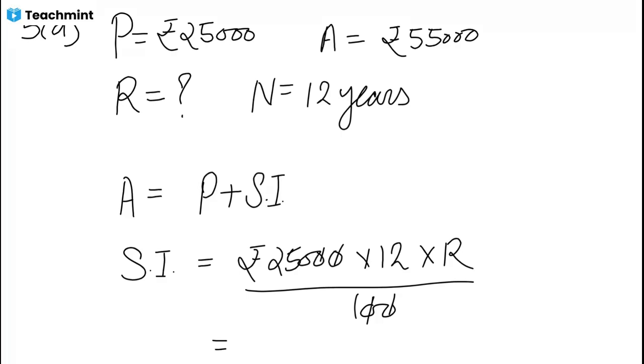So we have rupees 3,000 R. This is SI, and we need to find this R.